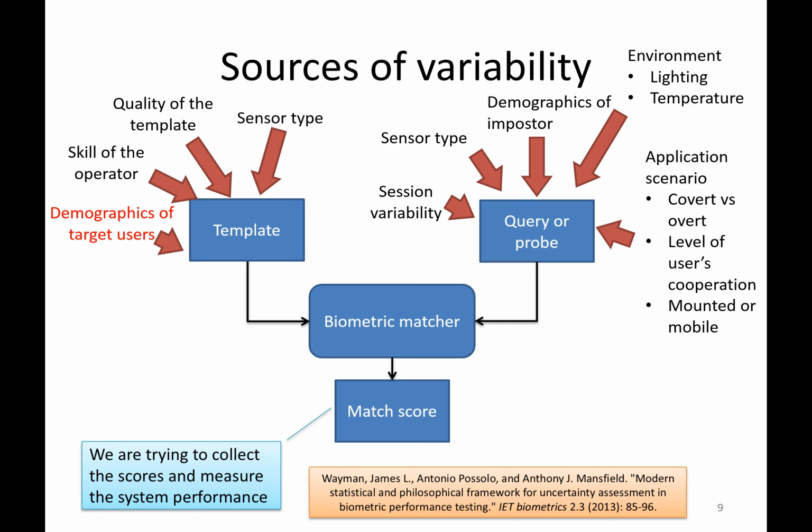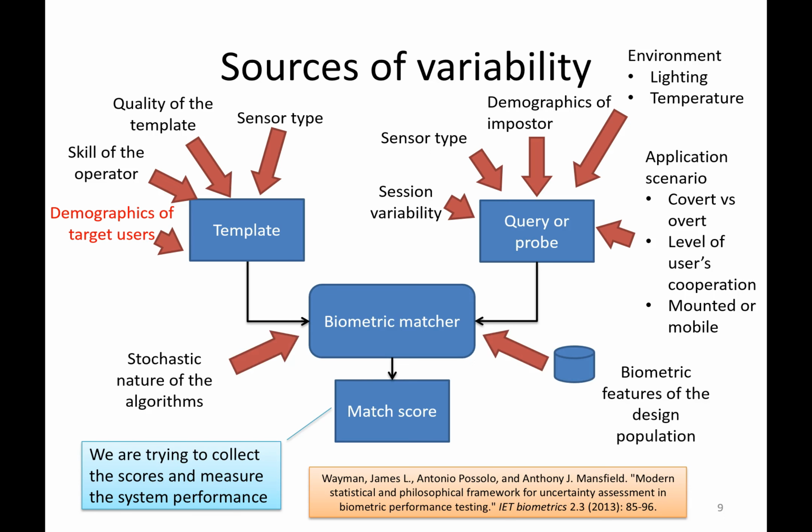Over time, we see that the performance may change. Also, the demographics of the imposter, the environment where the system operates, as well as the application scenario. So for instance, covert versus overt recognition, the level of user cooperation, and whether the device is mounted on a mobile device or phone. That would be very challenging for face recognition if you do it on a mobile phone.